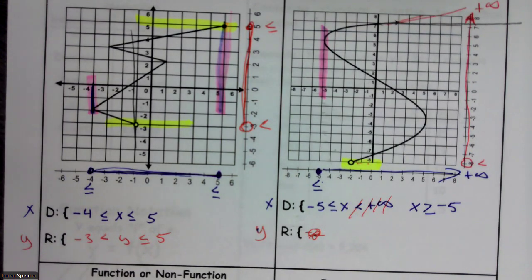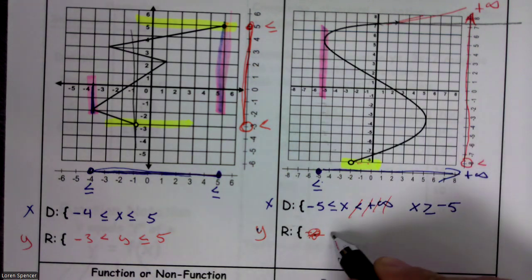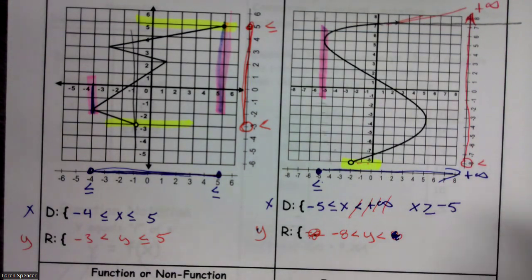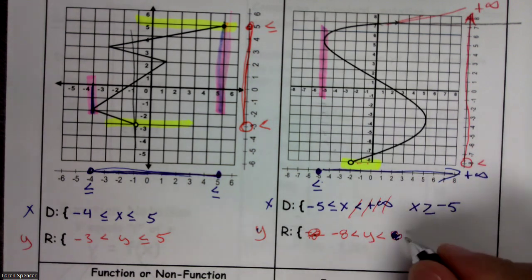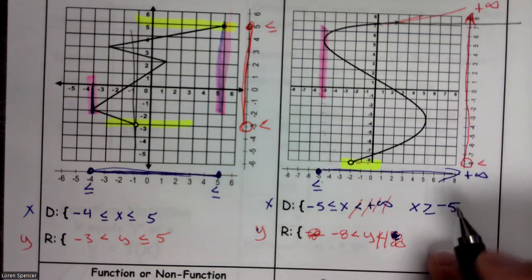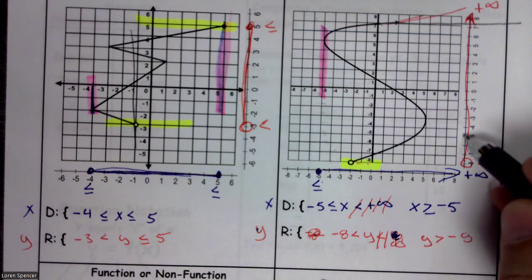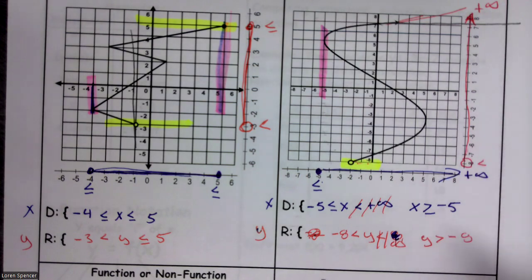So in this case, negative 8 is less than y is less than infinity. Once again, that's supposed to be an infinity symbol. We can't have infinity, so we cross that out. And we have to flip it so that the variable's on the left. And so we end up with y is greater than negative 8. And look at it, y is all the values greater than negative 8.